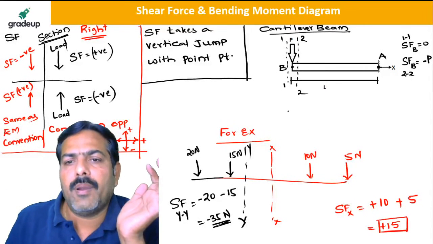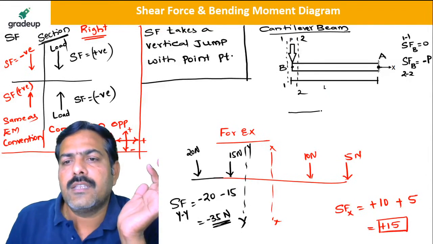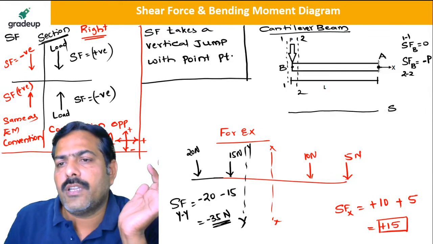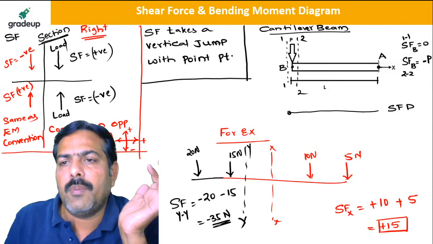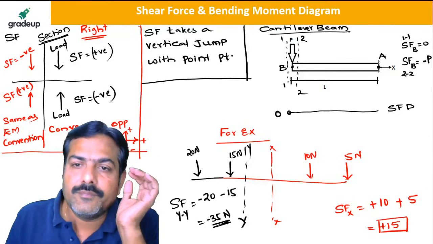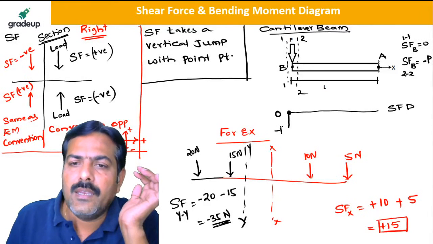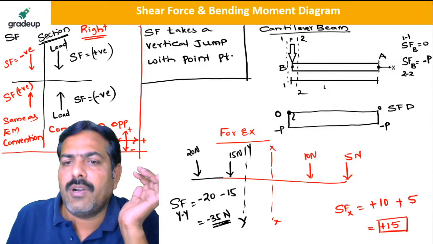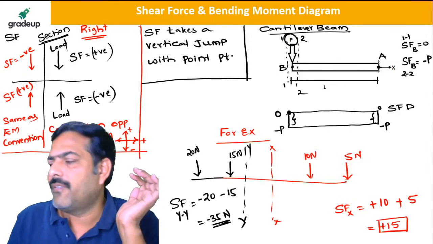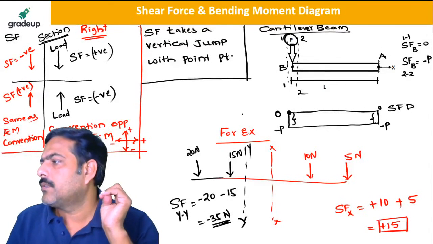So for example, my dear friends, you can see here this is the beam, and if I draw the shear force diagram here, you see that at point B the value varies from 0 to minus P, and is constant up to this point, and again from minus P to 0. So at A and B there is a vertical jump and the difference in that value is equal to P itself.